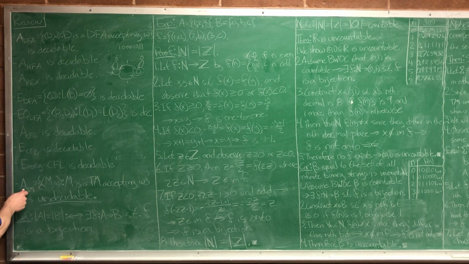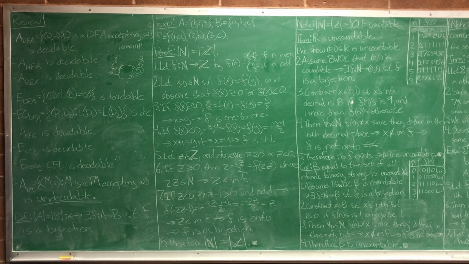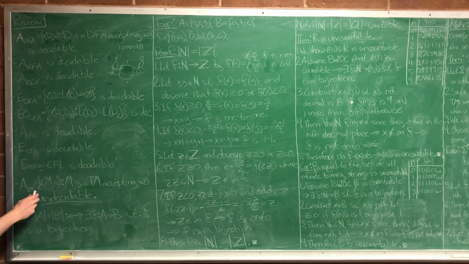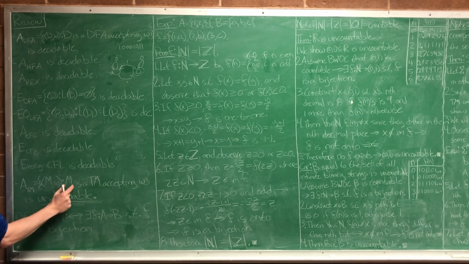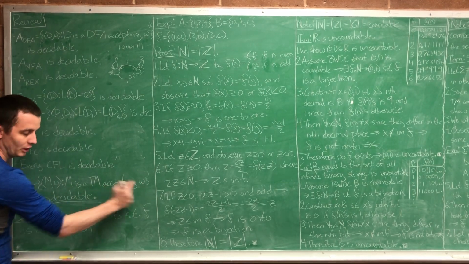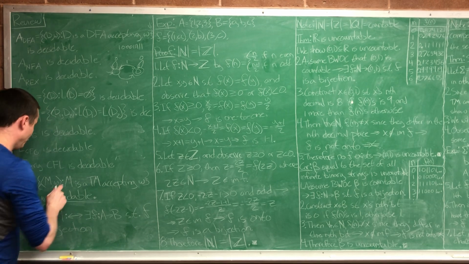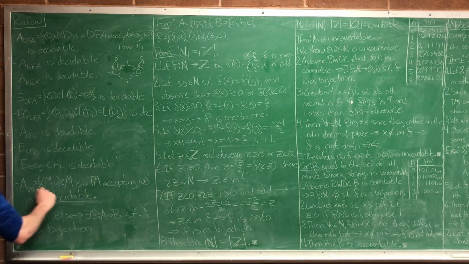And then we came across the acceptance problems now for Turing machines. What's the acceptance problem for Turing machines? The acceptance problem for Turing machines is a set of all encodings of M and some string W, where M is a Turing machine that accepts W. We started looking at this problem, and we started our argument to say that this is undecidable.